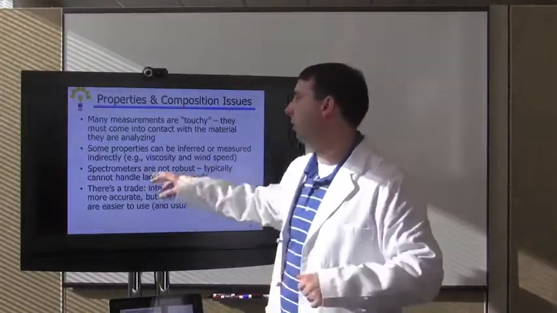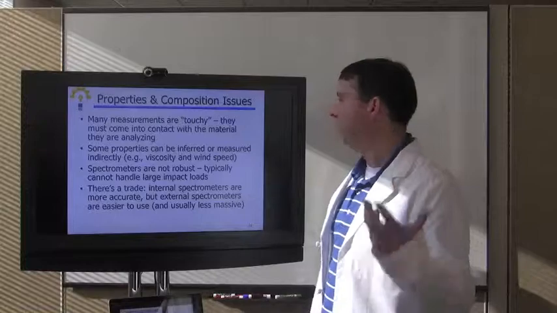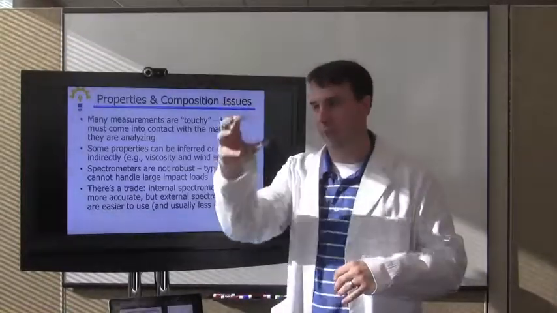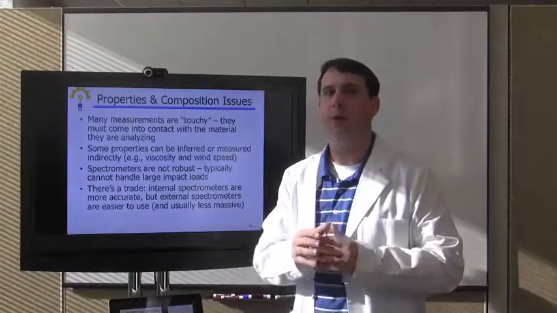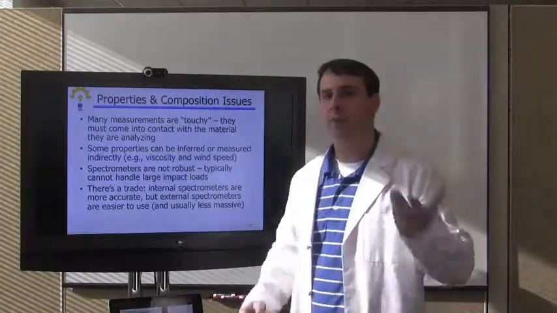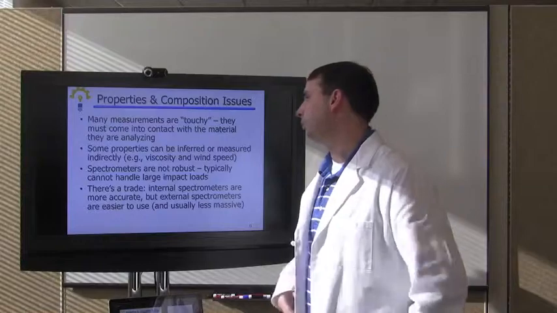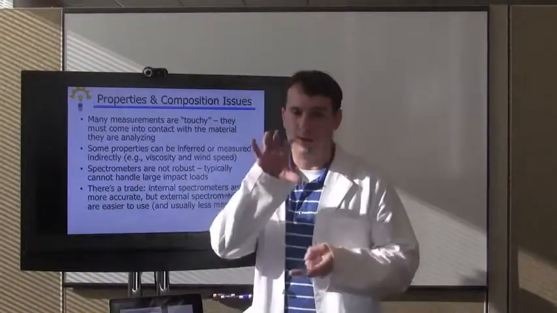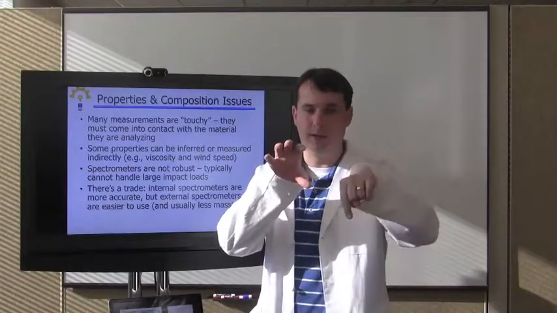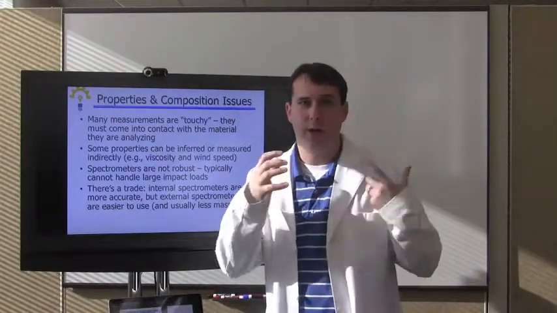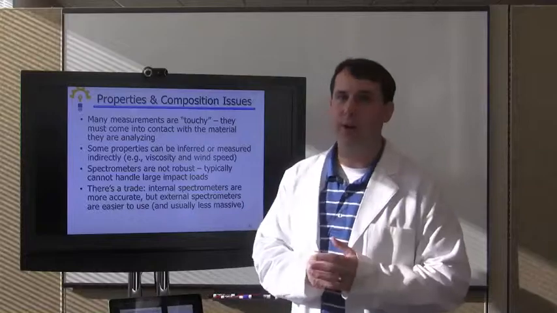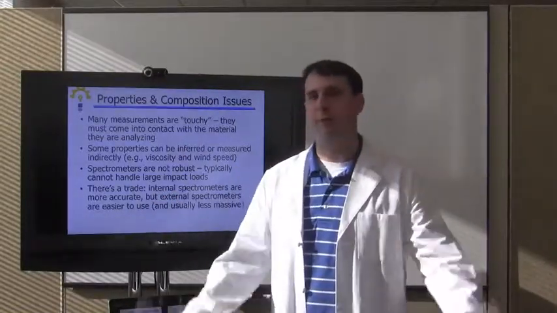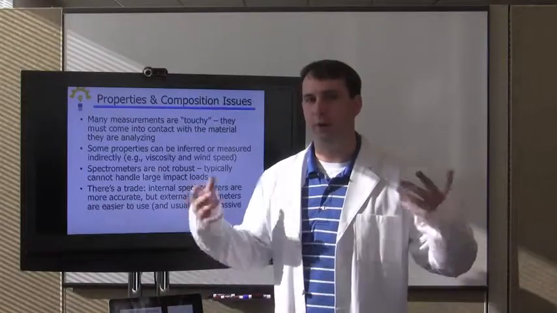Some properties can be inferred, measured indirectly, like viscosity and wind speed. They're measured through accelerations, how fast or slowly something goes through a medium, or if it changes directions, you can measure wind speed that way. Spectrometers are not robust. There's a laser, and there's some sort of optical device that observes the laser hitting the thing, so they're not robust. You couldn't throw them out of a plane, hit the ground, and expect them to survive.